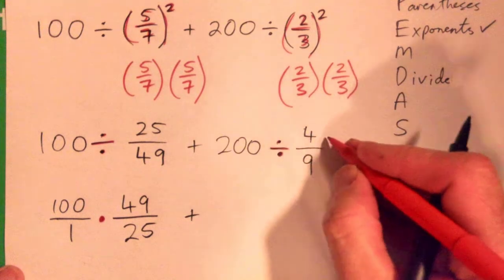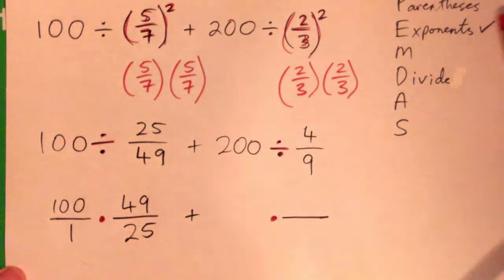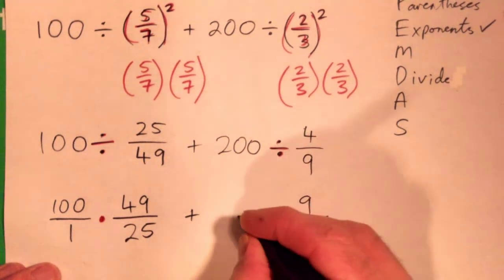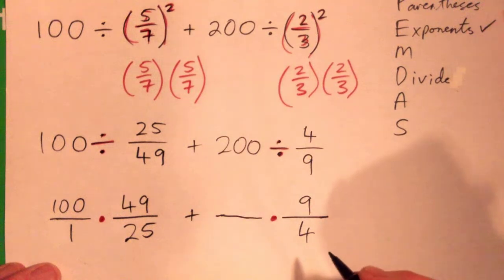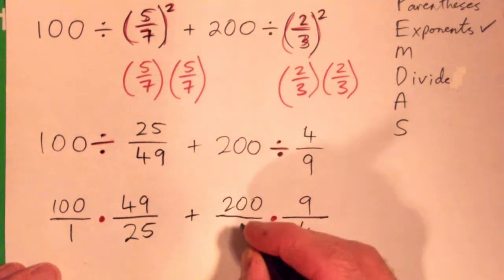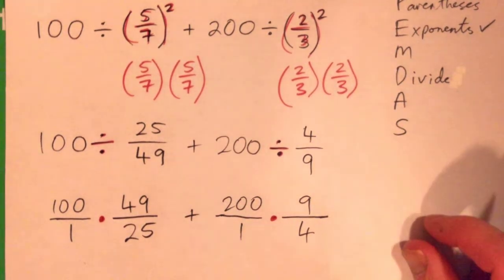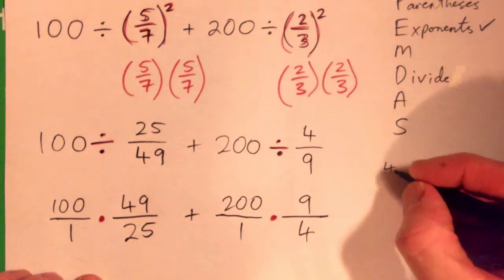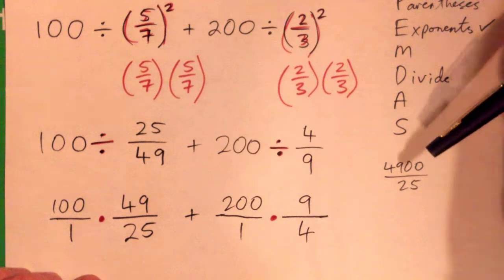Then we'll do the same thing with this. Divide by 4/9 is the same thing as multiplying by 9/4. And that 200 can be written as 200 over 1. Good. And now we can multiply. If you really want to, you could multiply the tops and then multiply the bottoms, and you would get 4,900 over 25. Holy moly. Then you'd have to simplify that.